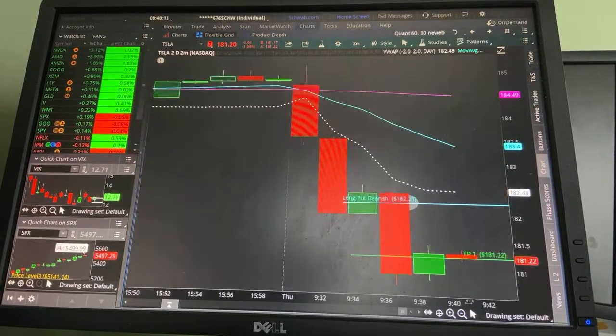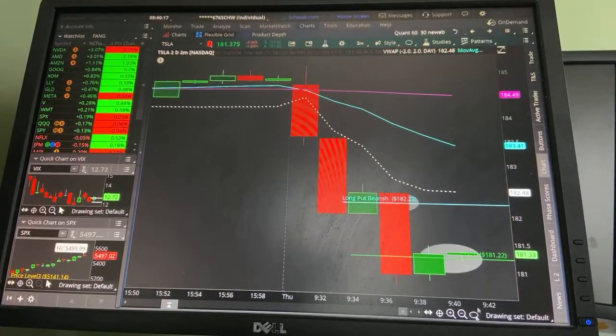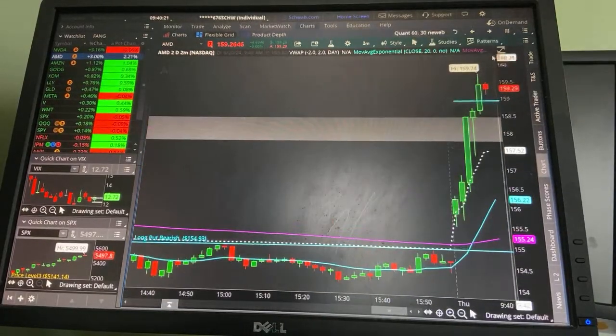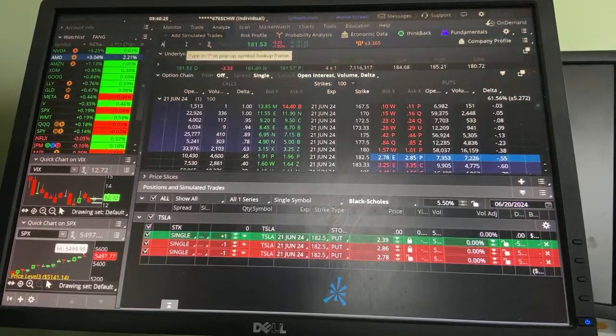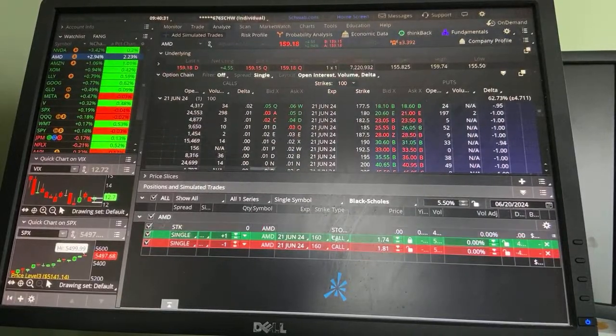All right, right off the open. AMD was already printing there. I know I was in a little bit late too on that. So if you saw AMD, those options were already going for about $1.96. I don't know if anybody took those profits there.